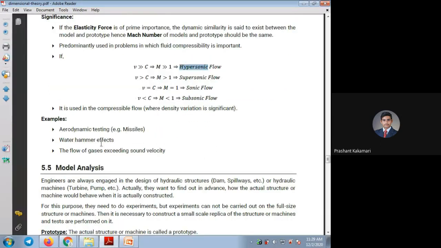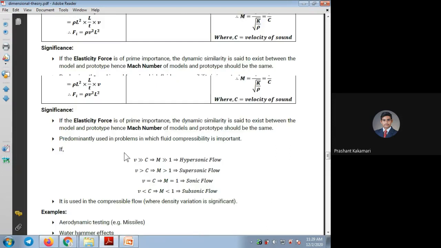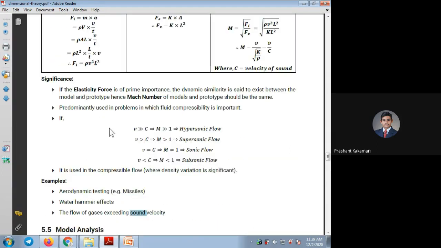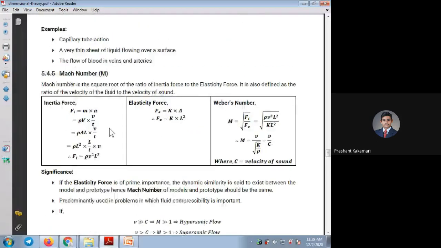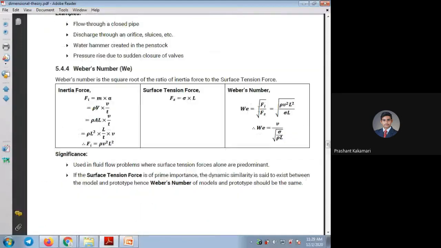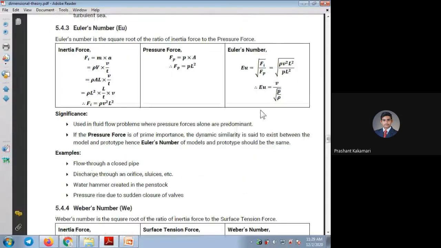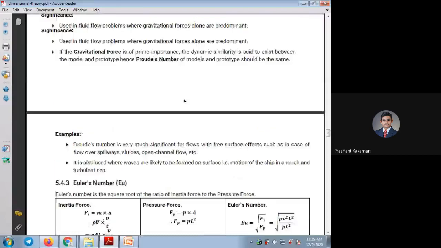So here the applications are aerodynamic testing, missiles or jets, water hammer effects, and the flow of gases exceeding the sound velocity. In such cases, whenever we talk about velocities with respect to sound, whether more than sound or less than sound, then we are going to apply this method. So I hope all of you understood how to write the equation for the dimensionless numbers by taking the different ratios.